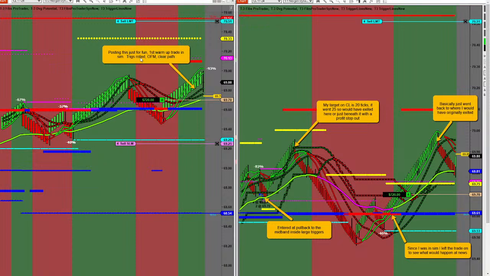Pete, posting this just for fun. First warm-up trade in the sim. Everything says up. Divergence. And you hop in. Oh, to trade news. And then it just basically went back to where you would have exited. Oh, you held the whole thing. Holy crap. Take the first one and said to hell with it.